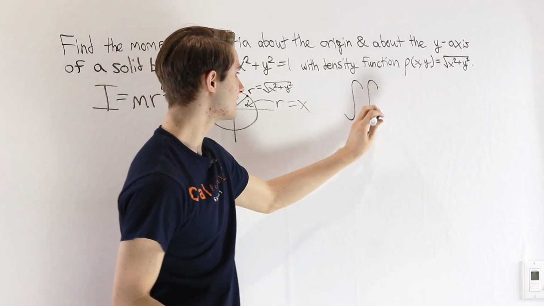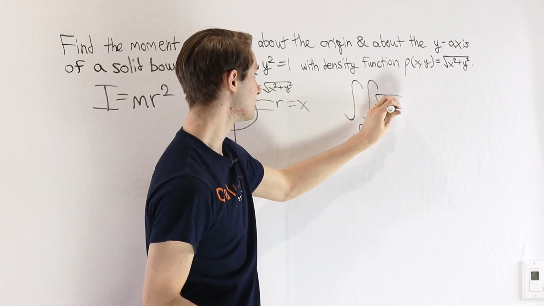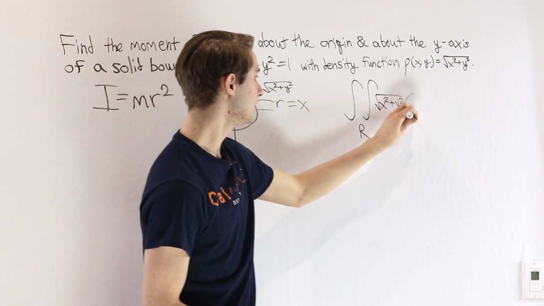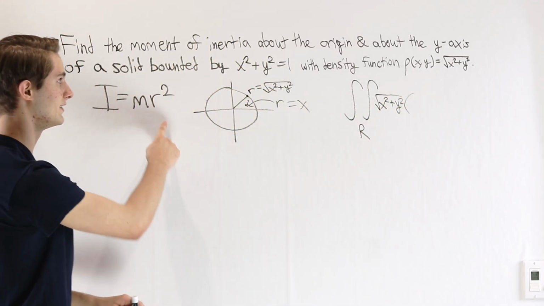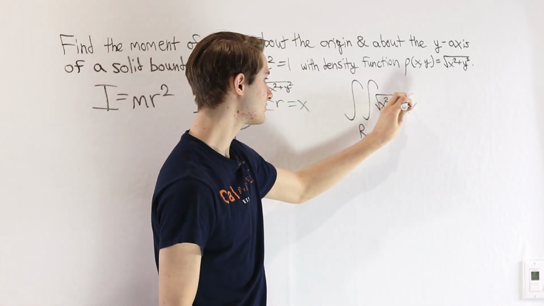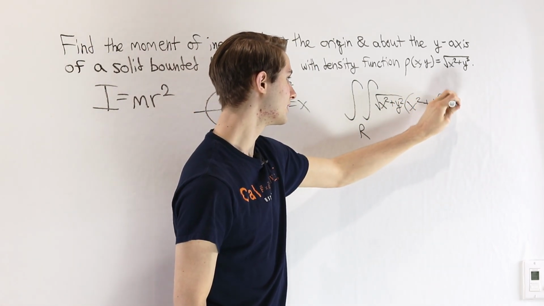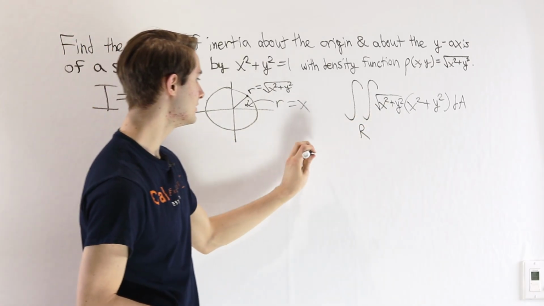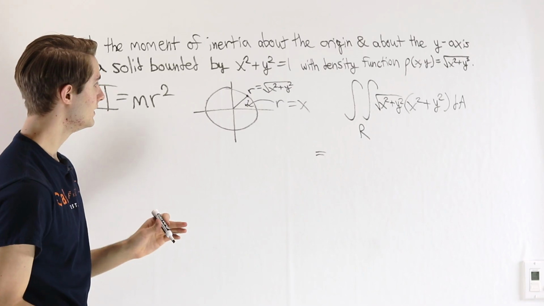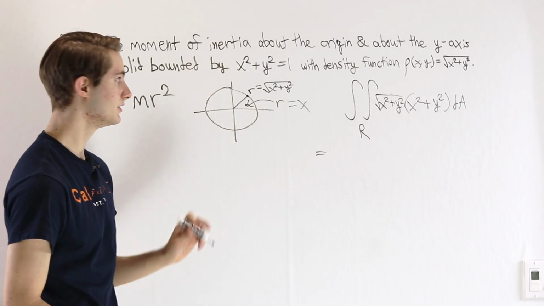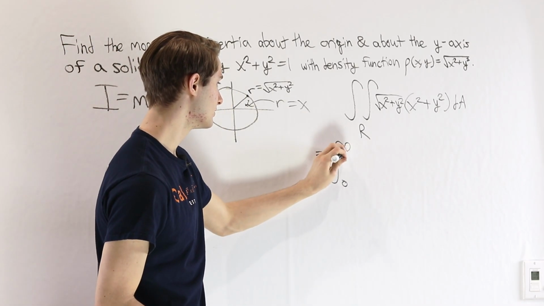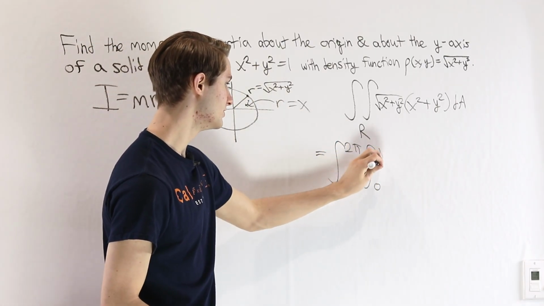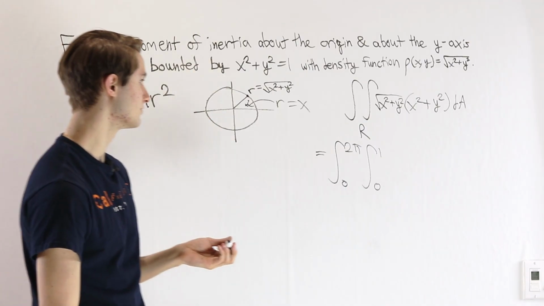So our density function in this case is the square root of x squared plus y squared, but that's just rho of x y. It can be anything we want. And then that's going to be multiplied by r squared. For a moment about the origin, r squared is x squared plus y squared. This particular problem is going to be solved most easily by converting to polar coordinates. In this case, the angle being swept out in the polar system is from 0 to 2 pi, because we're looking at the full circle. And the distance r is going from 0 to 1, because we're looking at a circle with radius 1.